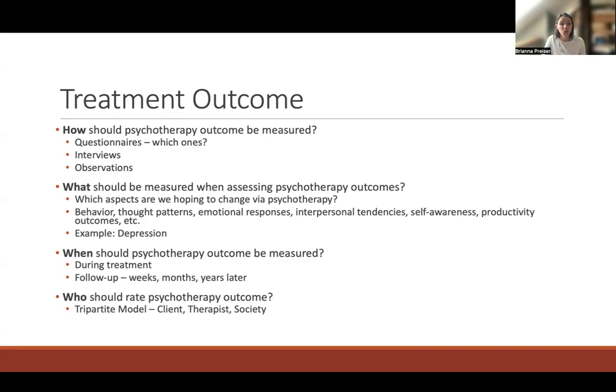And our last question is, who should rate the psychotherapy outcome? So there are several parties that have a vested interest in how therapy is going, and some knowledge regarding how well therapy is going for a particular client. So the most obvious source of information is going to be the client themselves, but sometimes our opinions of ourselves and our own progress are subject to bias, or expectations, and in some cases can even be biased by the very psychological issues that are prompting therapy.